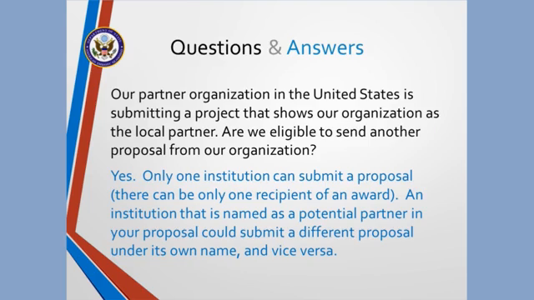So our partner organization in the United States is submitting a project that shows our organization as a local partner. Are we eligible to send another proposal from our organization? Absolutely. While one institution can submit a proposal and only one institution can receive the award, another institution could certainly be named as a partner. There could even be multiple institutions named as a partner. And then those institutions could in turn submit a different proposal under their name as the primary applicant and vice versa. All of that is fine. However, they would need to be for different programs. The same program should not be submitted twice.